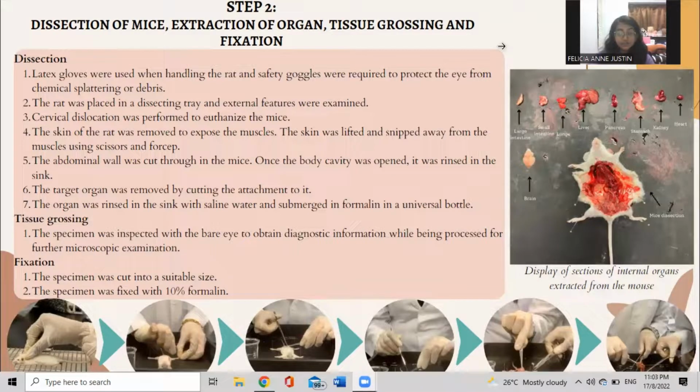Next, for tissue grossing, the specimen was inspected with the naked eye to obtain diagnostic information while being processed for further microscopic examinations. And lastly, for fixation, the specimen was cut into a suitable size. The specimen was fixed with 10% formalin.